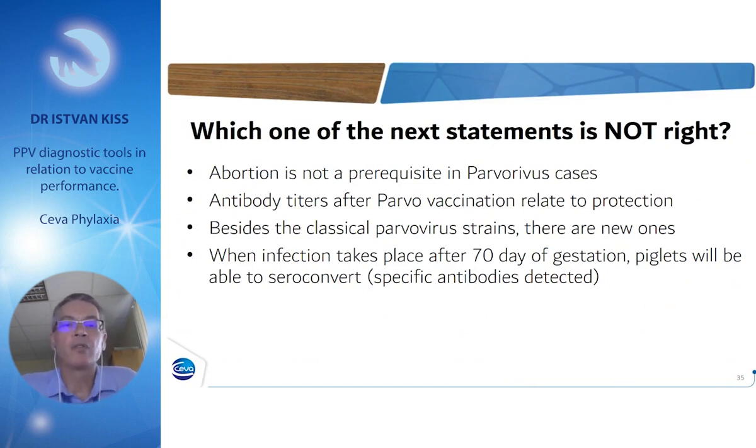And it reads: which one of the next statements is not right? Abortion is not a prerequisite in parvovirus cases. Antibody titers after parvo vaccination relate to protection. Besides the classical parvovirus strains, there are new ones. When infection takes place after the 70th day of gestation, piglets will be able to seroconvert. Specific antibodies can be detected.